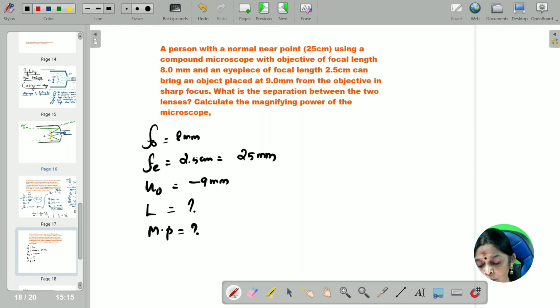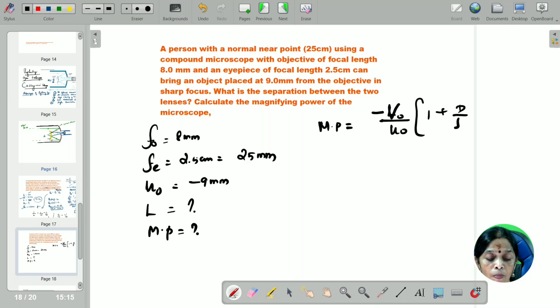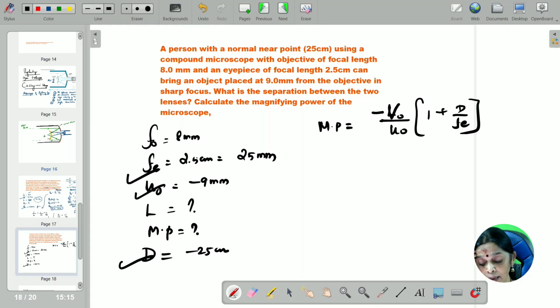So can we do that? What is magnification power for LDV? Minus L by F naught into 1 plus D by Fe. Or for image at LDV, minus V naught by U naught into 1 plus D by Fe. What is D? Minus 25 centimeter. Is D there? Fe there? Yes. U naught is there? Yes. But V naught is not there.